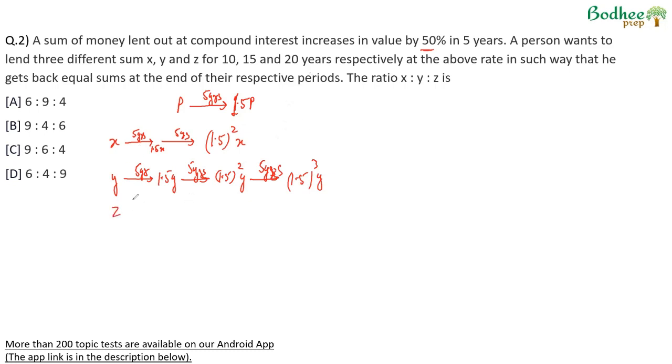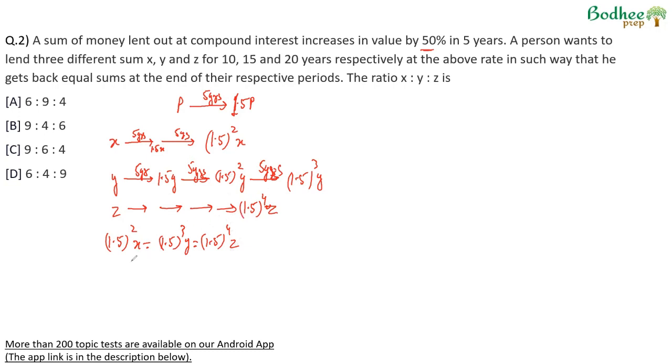Similarly, if you look at z, there will be 4 periods of 5 years. Every time the principal gets multiplied by 1.5, so the amount will be 1.5 raised to power 4 z. According to the question, the amounts have to be equal, so 1.5 square of x should be equal to 1.5 cube of y should be equal to 1.5 raised to power 4 z.